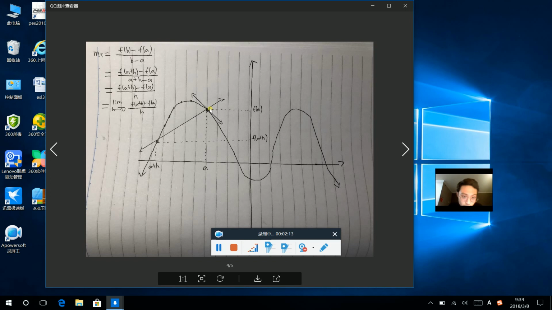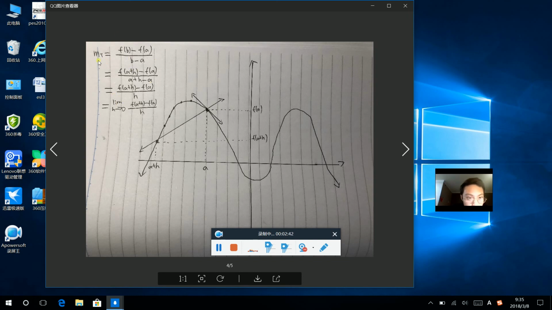There's one thing I want to mention: when the point a plus h, f(a plus h) approaches this point, the secant line should be increasingly approaching the tangent line as well. Following that, let's move on to the third step, which says to derive the formula for the slope of this secant. I've written the formulas over here.